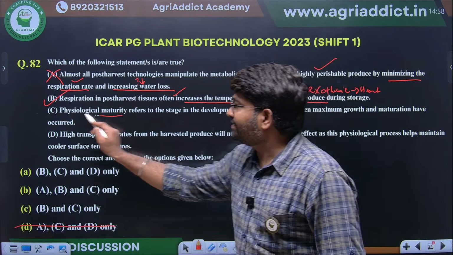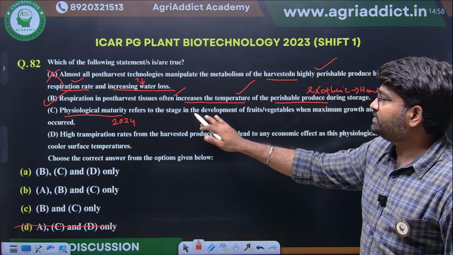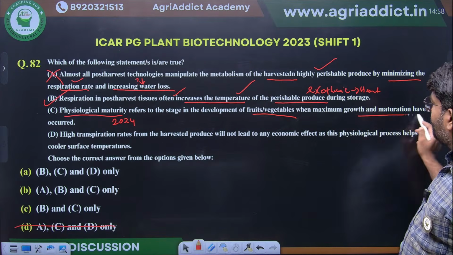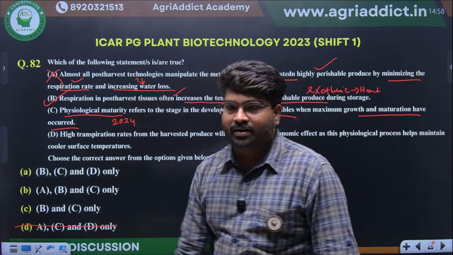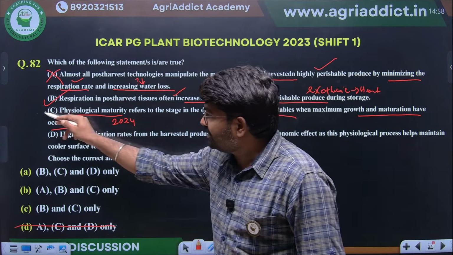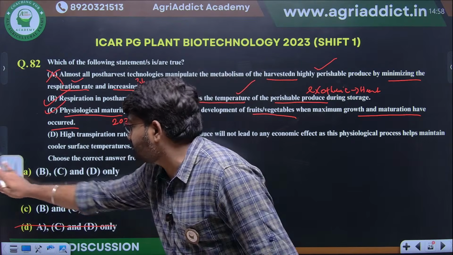Physiological maturity, 2024 they asked this one. Physiological maturity refers to the stage in the development of fruits and vegetables when maximum growth and maturation have occurred. This definition they asked in 2024. So this is correct. So where are B and C coming? B and C are coming in all the options.